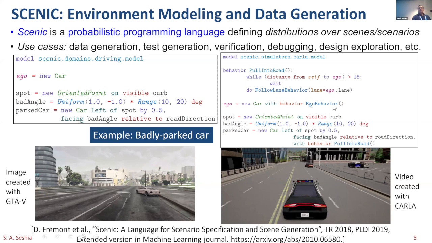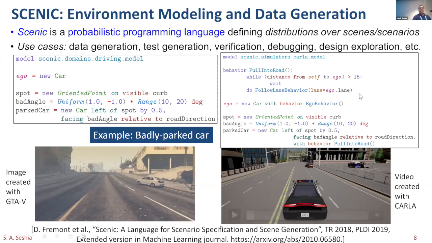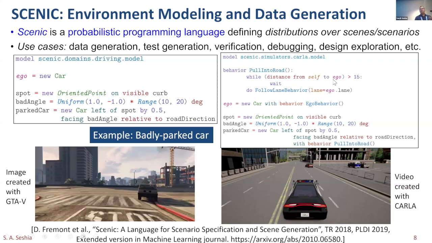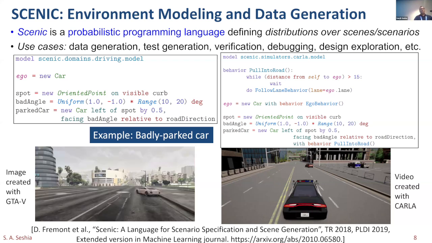So the ego behavior is this one, which is not defined here on this slide, but it's basically lane keeping and emergency braking. And the badly parked car's behavior is defined up here. What this does is it waits until the distance between itself and the ego is less than 15 meters. And when it is less than 15 meters, it pulls into the path of the ego vehicle, right? So kind of a slightly adversarial behavior.